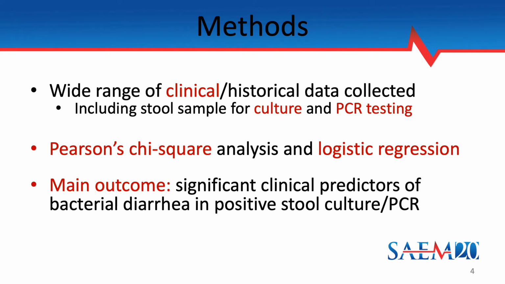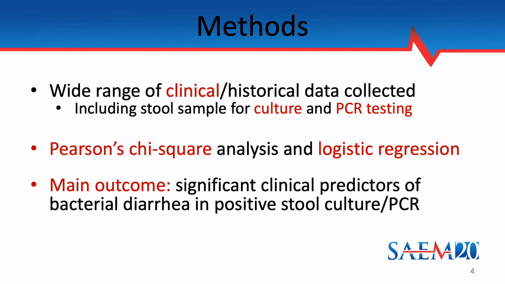A stool sample was collected for each patient and sent for culture, as well as PCR testing for E. coli strains. Pearson's chi-square analysis and logistic regression were used to assess the association between clinical predictors and stool testing indicating bacterial etiology. The main outcome of the study included significant clinical predictors of bacterial diarrhea in positive stool culture or PCR.